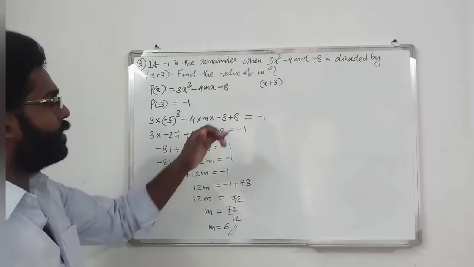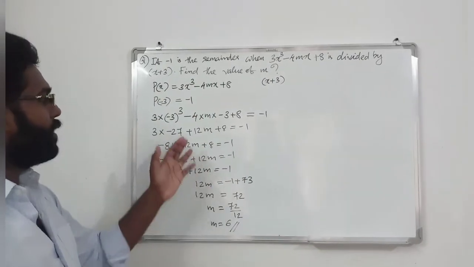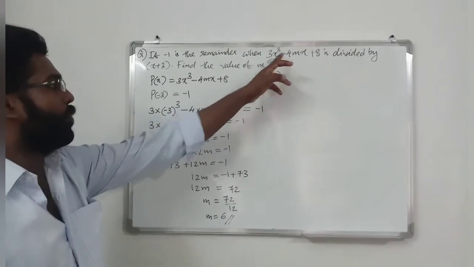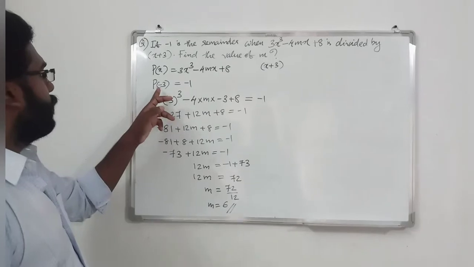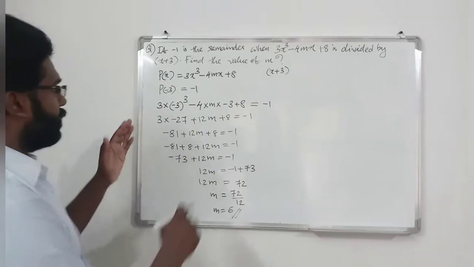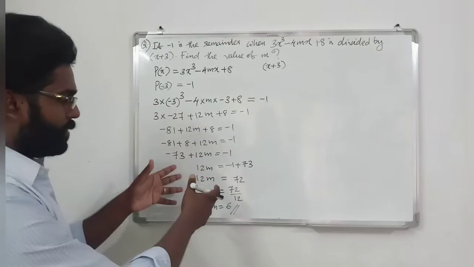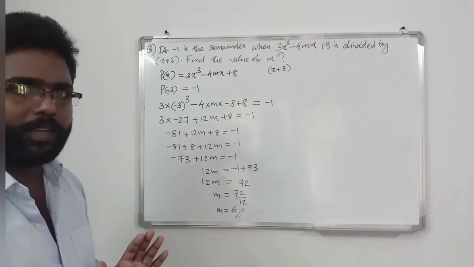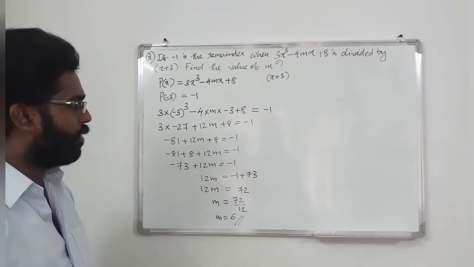So we can easily do this type of question. If the remainder is given and we need to find any variable in them, we know that when this polynomial is divided by this linear polynomial, the remainder is minus 1. We know p of minus 3 is minus 1. We can find p of minus 3 and the value is minus 1. Just simplification, which you already studied in 7th standard and 8th standard also.